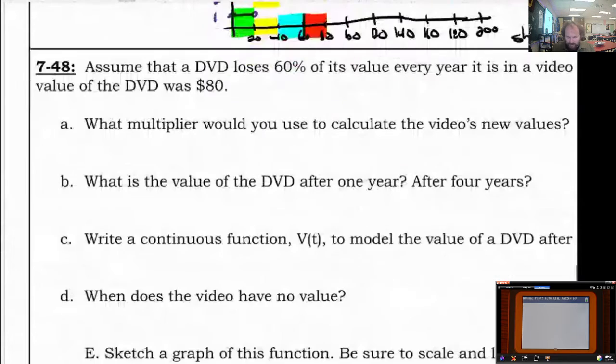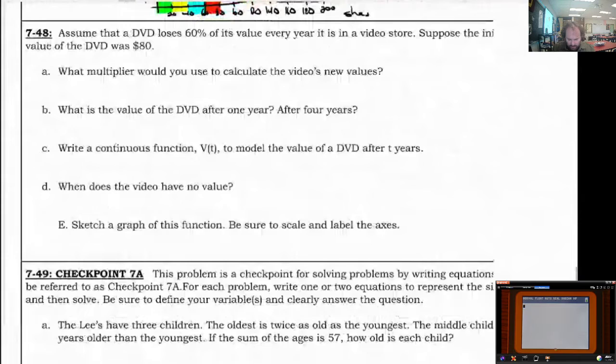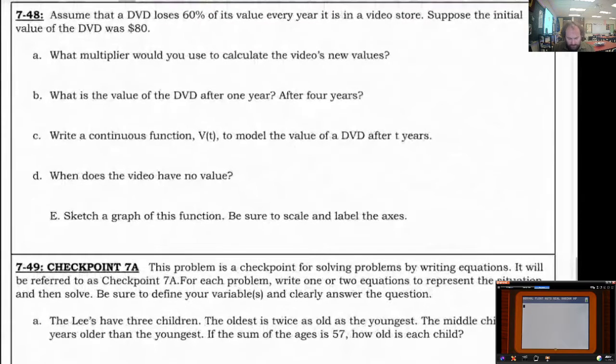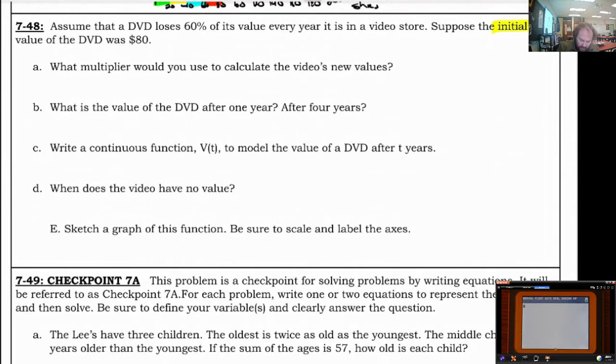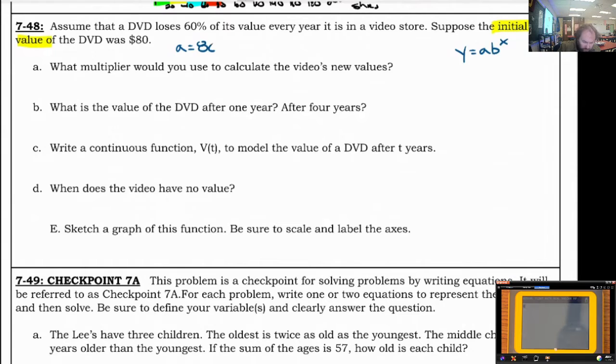Let's look at the next question, 748, which if you took the quiz today is going to help you understand what's going on here. Assume that a DVD loses 60% of its value every year it's in the store. Suppose the initial value of the DVD was $80. So right away I've got two pieces of information here. The initial value is another way of saying the zeroth term or the y-intercept. So if this is going to be a y equals a times b to the x situation, I already know that a is going to be $80. That's what the starting value is going to be, because they told us the initial value is 80.